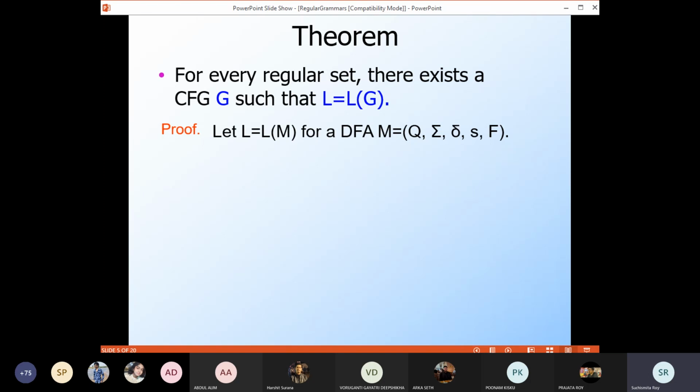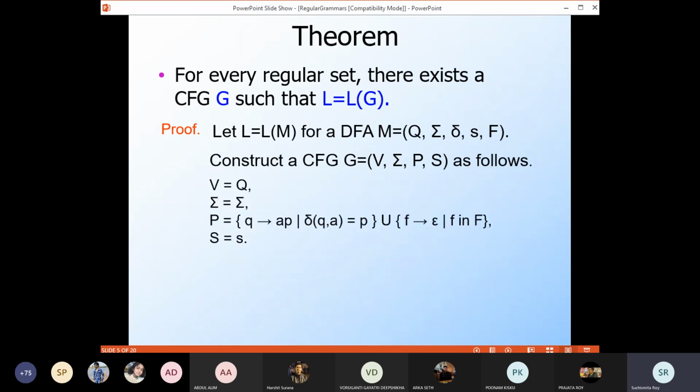So we have now a DFA which defines a regular set. So we can construct a context-free grammar. If we can construct a context-free grammar which defines this particular set, then we can say that every regular set is also a context-free set. So how to construct a grammar? You know that to define a grammar, you have to define 4 things: V, T, P, S, or sigma, whatever.